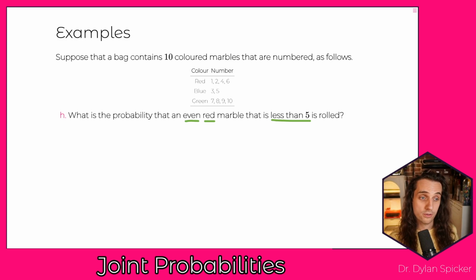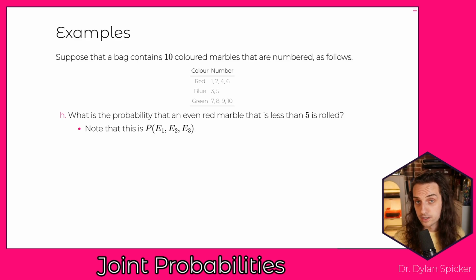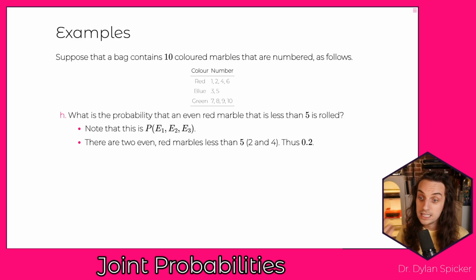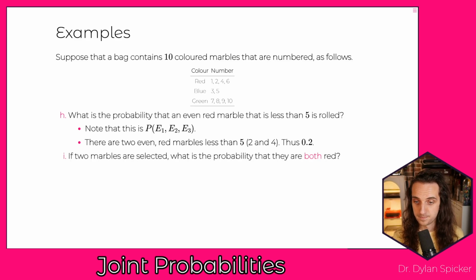And so again, we can go through and just say, well, what marbles actually satisfy even, red, less than 5? Well, 1 is not even, so that doesn't work. 2 and 4 are both fine, and 6 is not less than 5, so that doesn't work. And so there are 2 marbles that satisfy these traits, and so then we should have 2 out of 10. This is going to be the joint probability of E1, E2, and E3. There are 2 even red marbles less than 5, and so 0.2 is our probability.